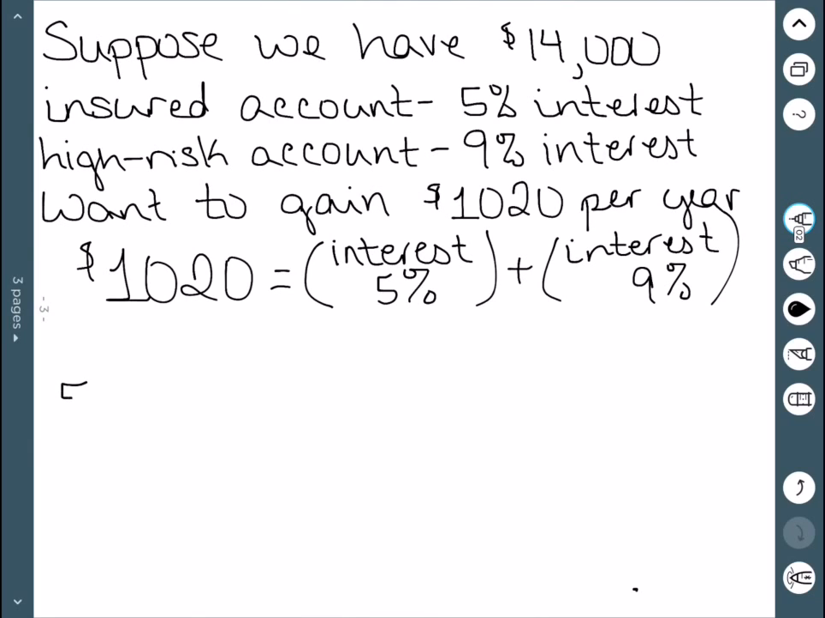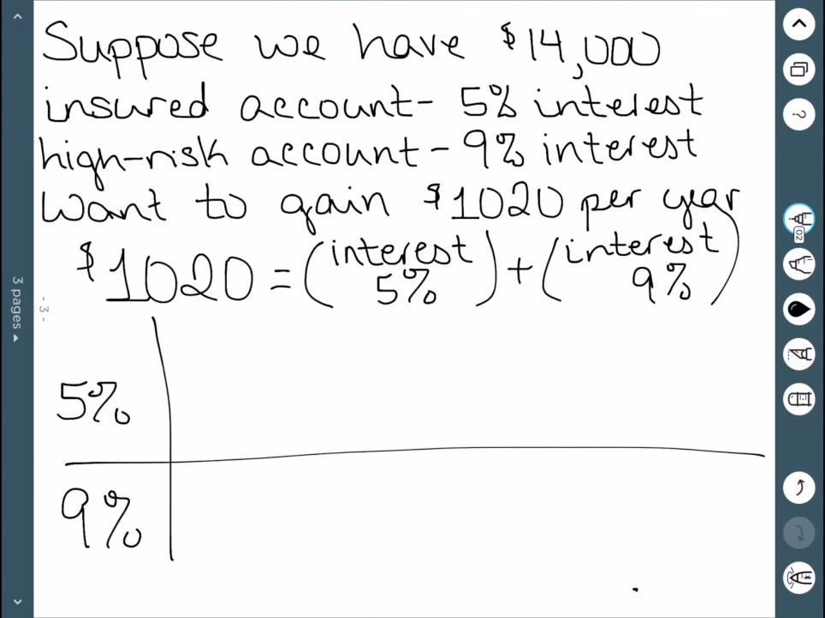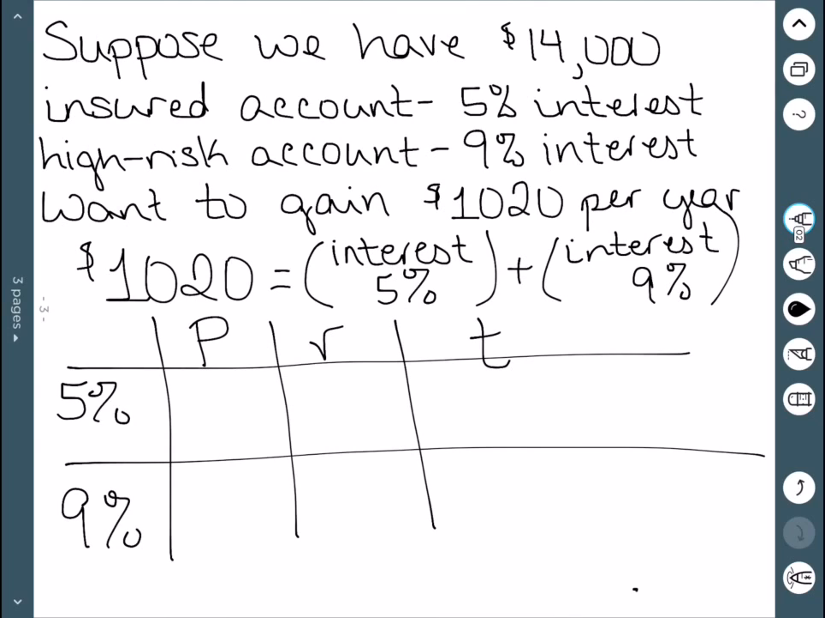So here's our basic setup. And we're going to start setting this up with a table. Tables can be very useful in these types of problems. I have columns for P, R, and T. We know that the time for both of these is going to be 1 year. We also know the rate pretty easily, 0.05 and 0.09. The principal is the hard one.